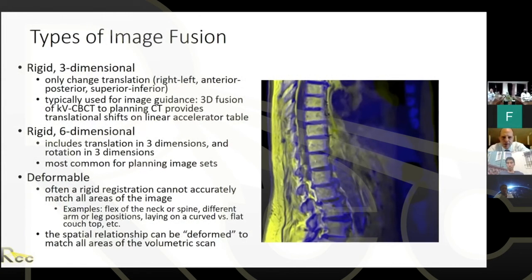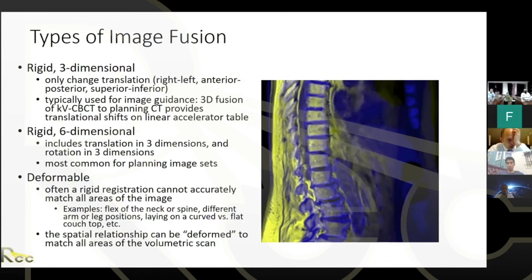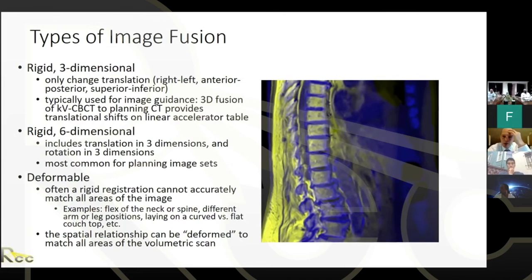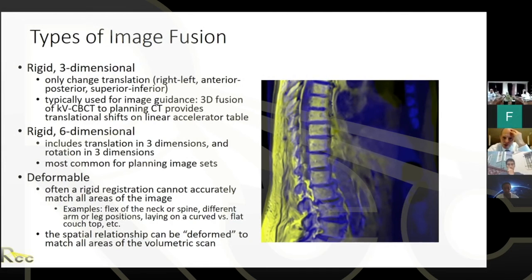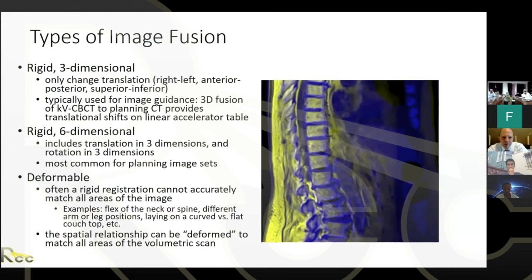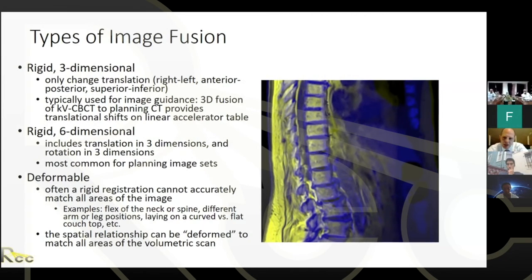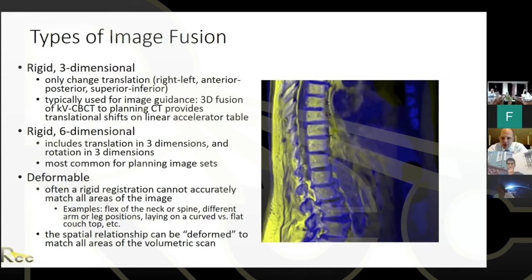So there's different types of image fusion that can be performed. This includes a rigid three-dimensional, where we only change the translation: left, right, anterior, posterior, superior. As you can see on the image on the right, right now it's doing a translation, but then there's also a rotation. Rotation would not be included in a rigid three-dimensional image fusion. A rigid six-dimensional image fusion includes the rotation and can include it in each dimension. The three-dimensional is what we would typically do for image guidance at the machine, where we can't really change the rotation except for maybe in one dimension, the couch angle.